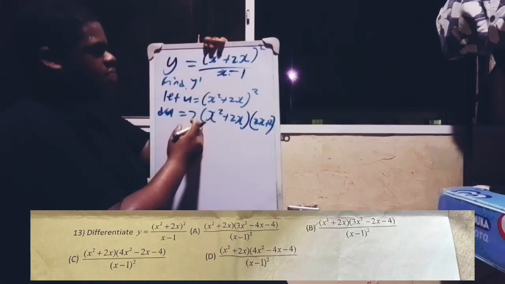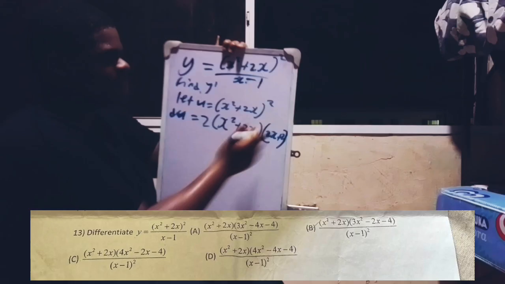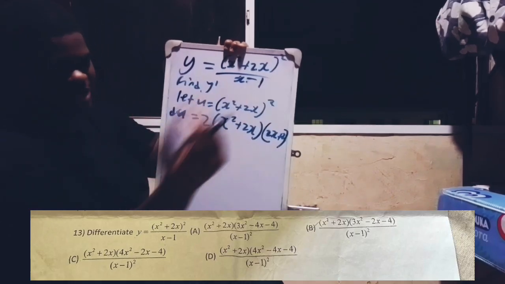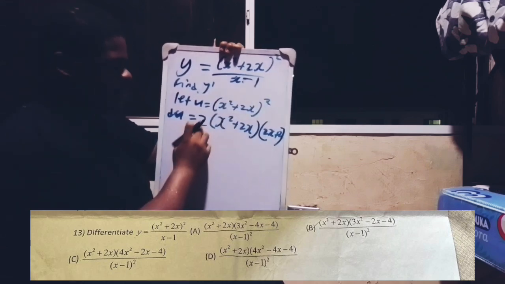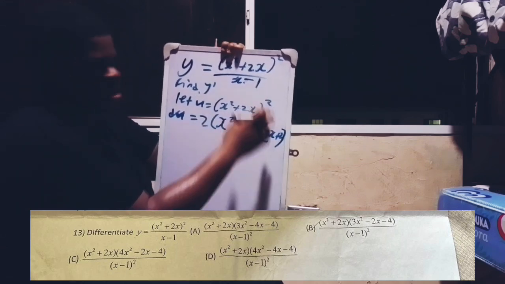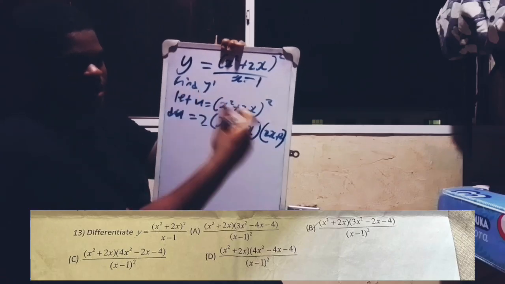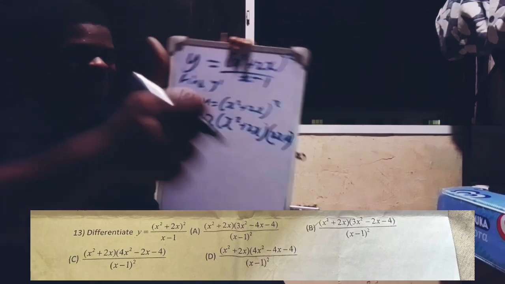So you bring down the power. Someone made a song about this. Bring down the power, subtract by 1. Actually, no song. I know this song. I just laughed about the song and then moved on. But so I believe, bring down the power, subtract by 1, then multiply by the derivative of the inner function. Bring down the power, subtract by 1, multiply by the inner derivative.